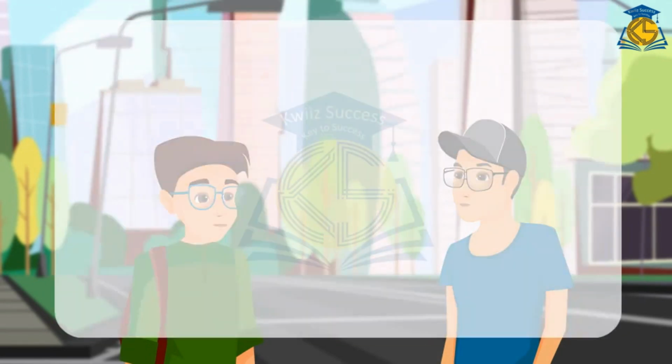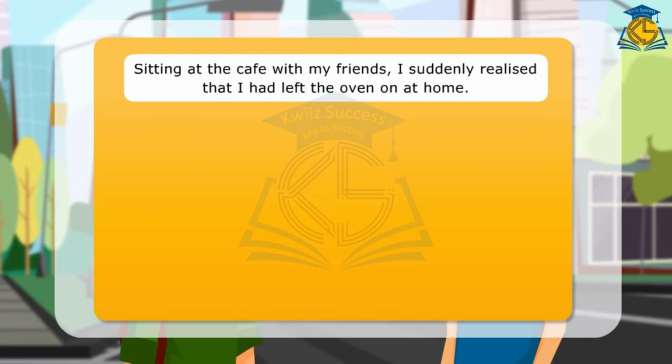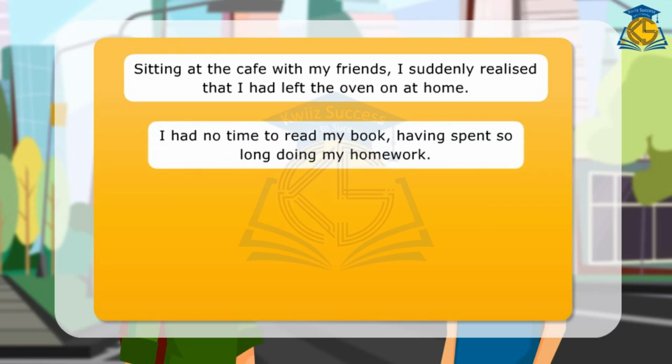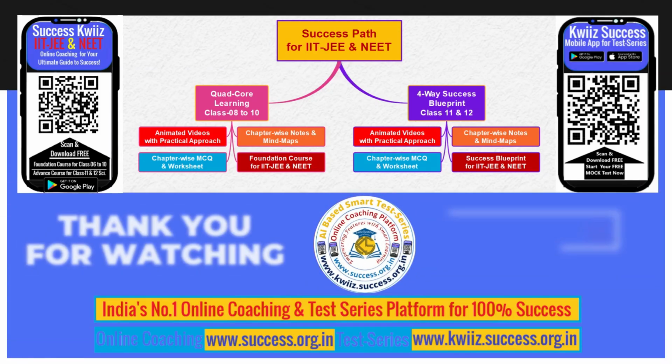Here are some more examples. Sitting at the cafe with my friends, I suddenly realized that I had left the oven on at home. I had no time to read my book, having spent so long doing my homework. Wanting to speak to him about the contract, I decided to arrange a meeting. Looked after.